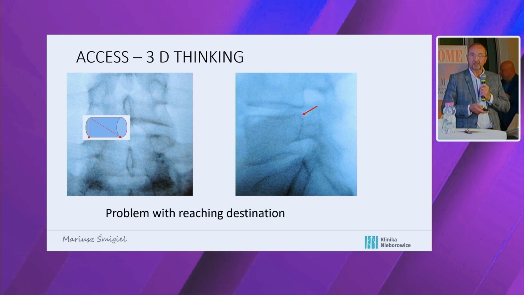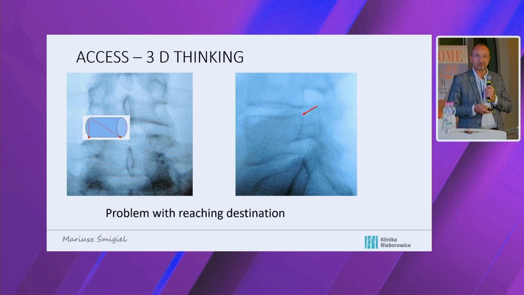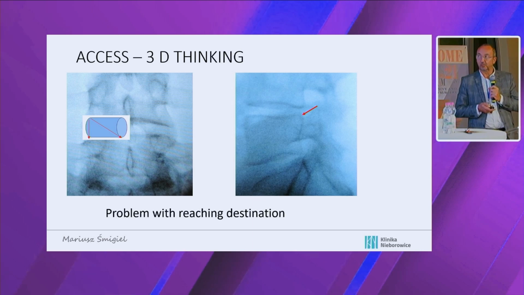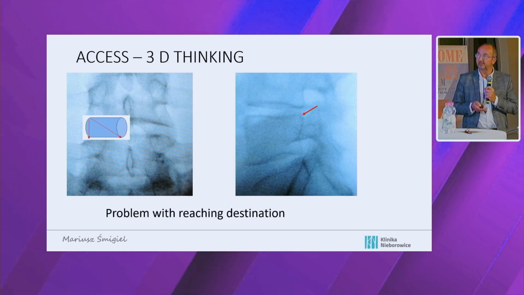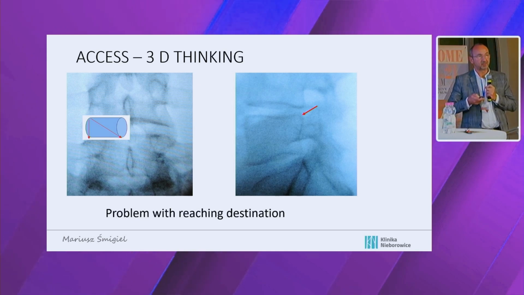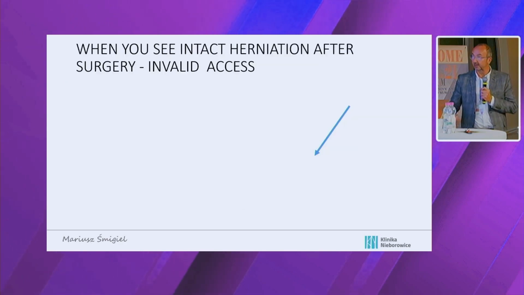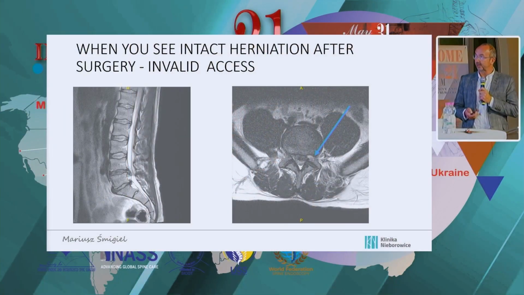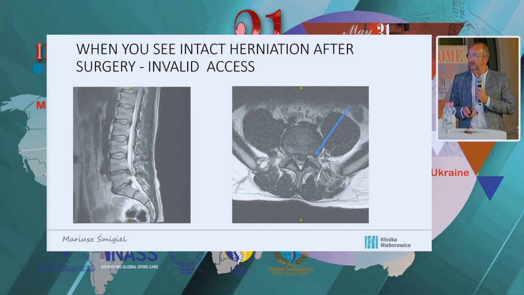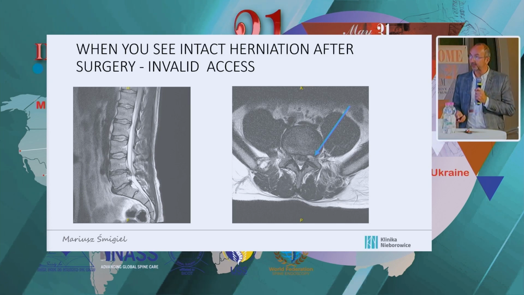What is important and what is difficult is that we should think three-dimensionally, because we only have two pictures, lateral and AP. And when you compare the way on lateral view, it is short, on AP view it is longer. And this is why we should imagine our way to the spinal canal. It is an example of a bad approach. You can see the arrow points to the bad approach to the disc, not to the herniation.